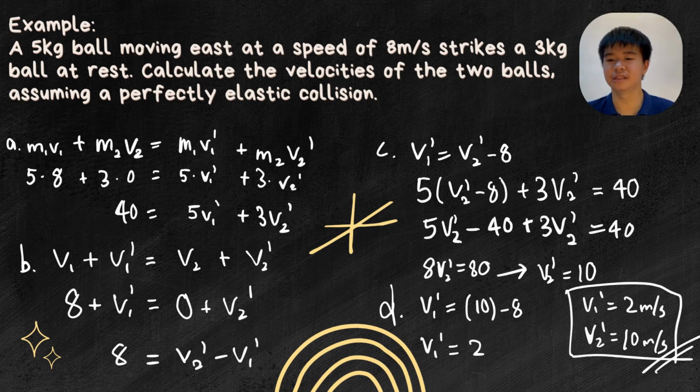Now letter D is very simple. You just take the equation again and substitute what we solved at letter C. So final V1 is equal to 10 minus 8, and that is 2. So the final answer is the final V1 is equal to 2 meters per second, whereas the final V2 is 10 meters per second.